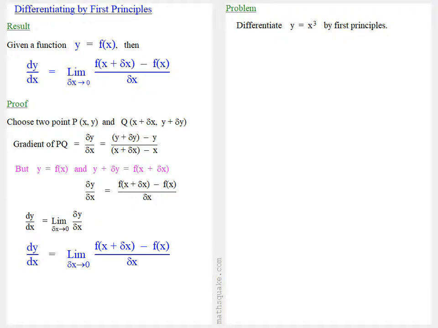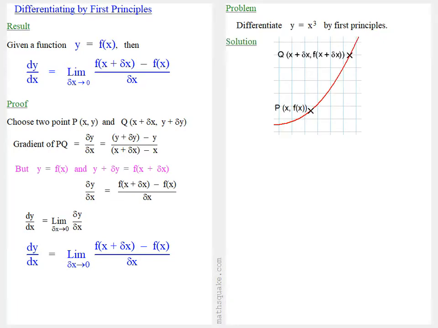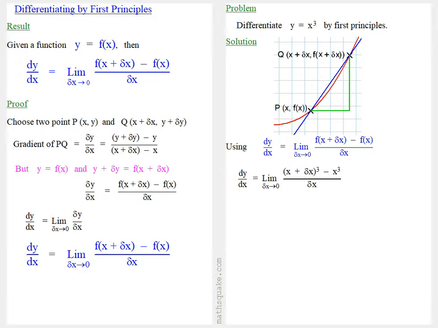Suppose we want to differentiate y equals x cubed using first principles. Now we can draw a diagram of that. We can mark in the points, we can draw the line, but we're going to use the formula dy by dx is equal to the limit, as delta x tends to 0, of f of x plus delta x minus f of x, all over delta x. Now, f of x plus delta x is x plus delta x cubed. So we have dy by dx is the limit, as delta x tends to 0, of x plus delta x all cubed minus x cubed, all over delta x.